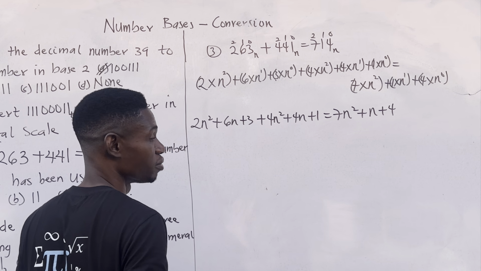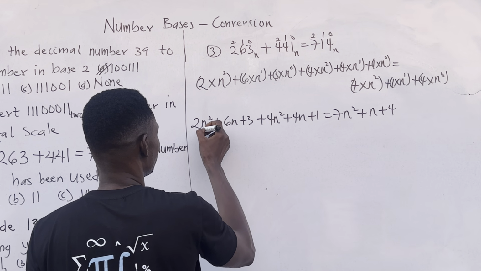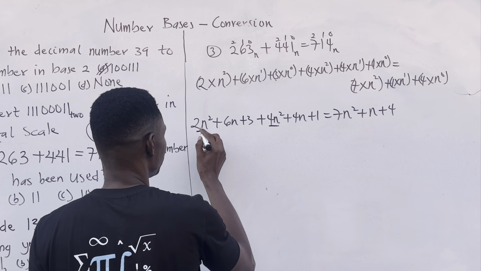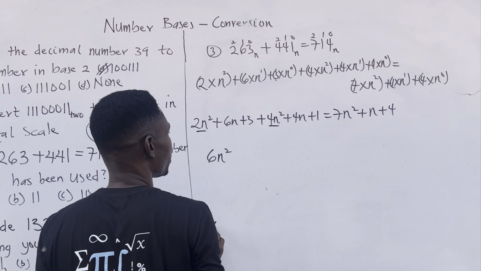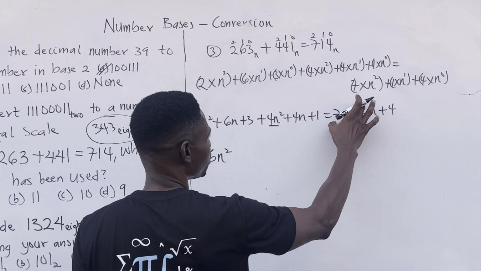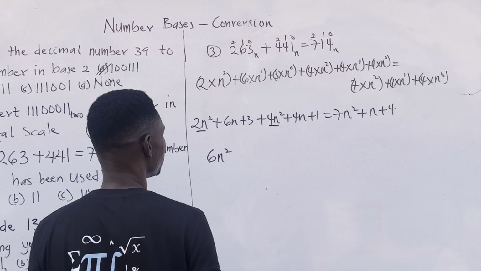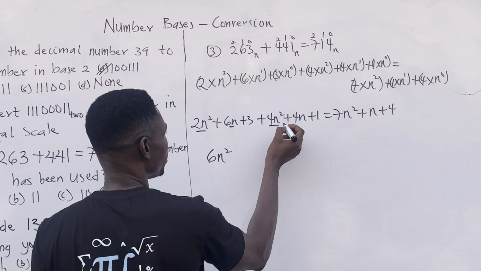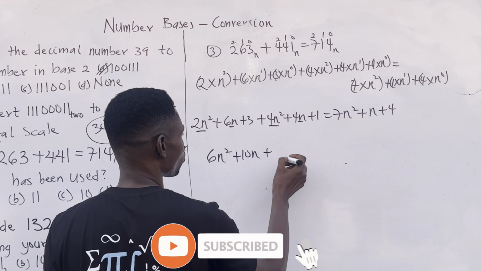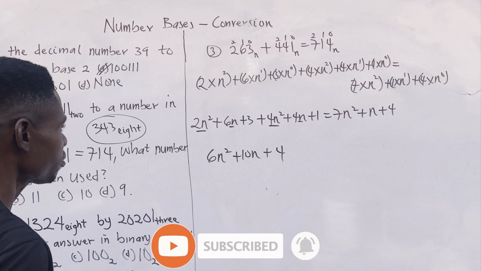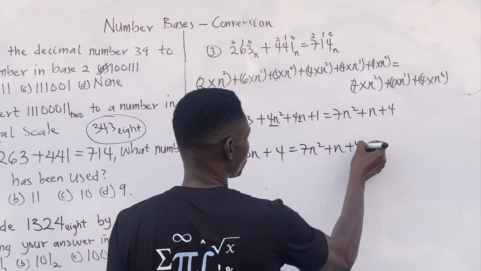So let's do the like terms thing. So 2n squared and 2n squared. Sorry, 2n squared and 4n squared. That will give us 6n squared. Let's just bring this 7n squared inside. So, okay, let's do this side and this side separately. So we'll have 6n squared. So for the n's now we'll have plus 10n plus 3 plus 1, 4. So equal to 7n squared plus n plus 4.